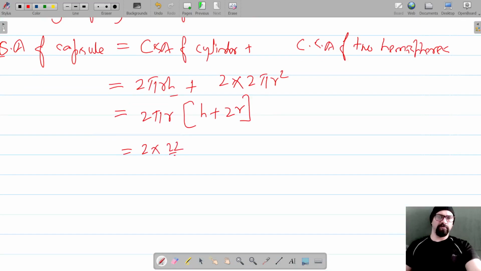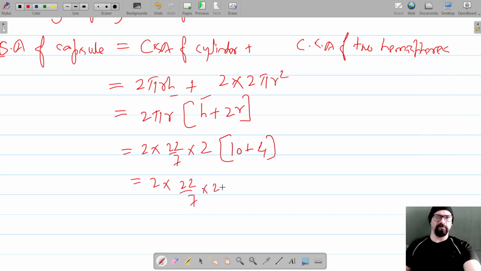Okay, let me just replace the values. So 2 into 22 by 7 into r, radius is 2. Height is height of the cylinder, which is 10. 2 into r is 4. So this gives me 2 into 22 by 7 into 2 into 14. So 7 twos are 14, 2 fours are 8, and 22 into 8 is 176 millimeter square. So 176 millimeter square is the surface area of the capsule.